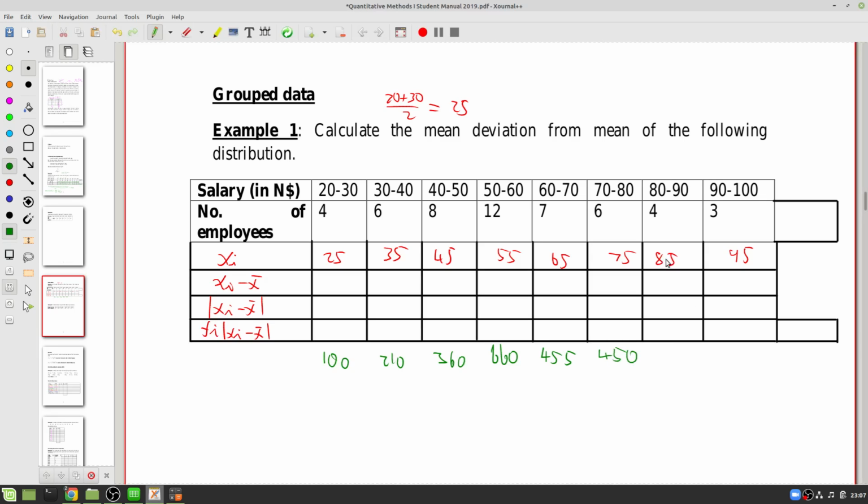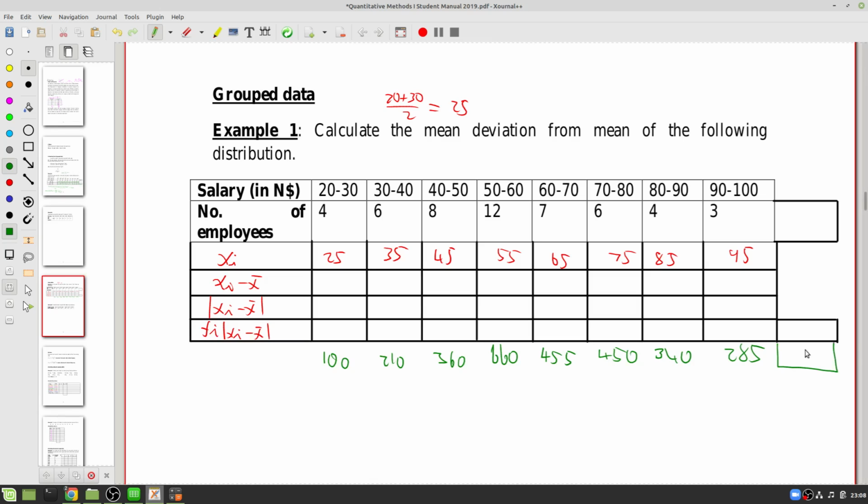4 times 85. 4 times 80 is 320. 4 times 5 is 20. 320 plus 20 is 340. 3 times 95. So 3 times 90 is 270. And 3 times 5 is 15. So that's 285. Okay, just a bit of mental arithmetic practice. That's always good for the brain as a warm-up. Now we have to add all of these together.